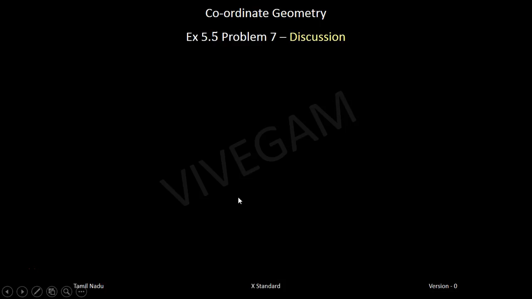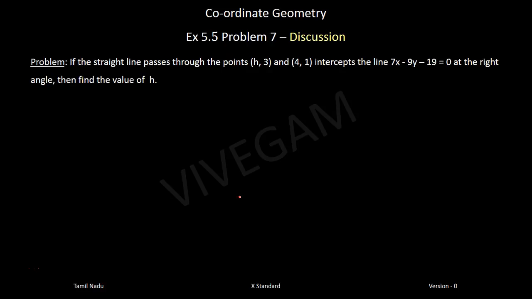Exercise 5.5, problem 7, discussion. Let's read the problem. If the straight line passes through the points (h, 3) and (4, 1), intercepts the line 7x minus 9y minus 19 equal to 0 at right angle, then find the value of h.